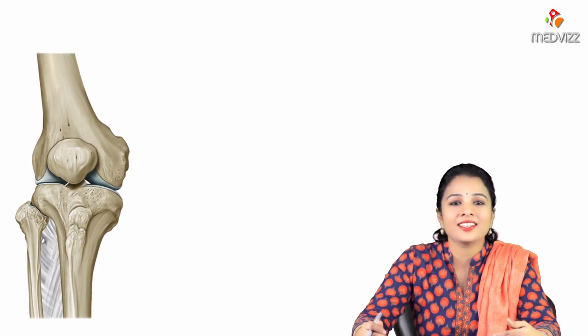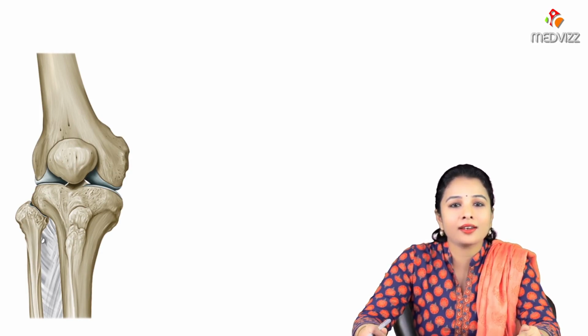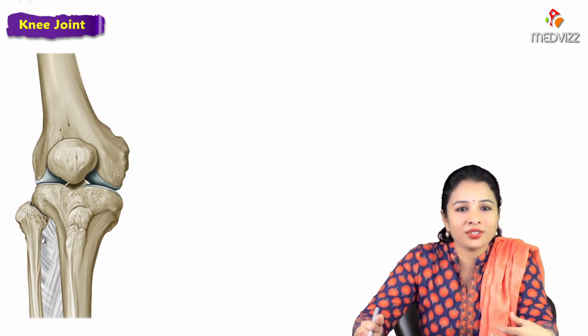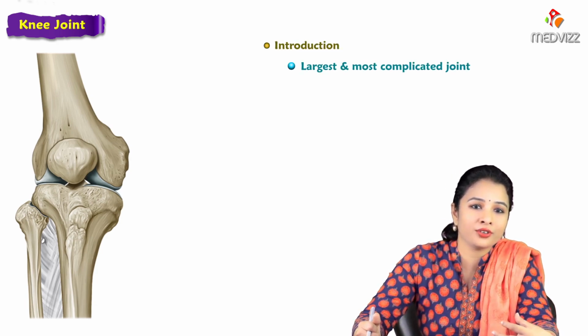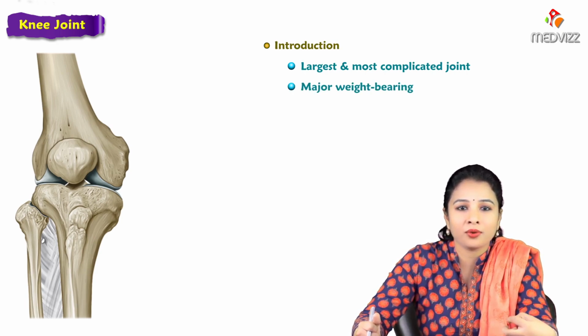Hello students, today's topic is very important, very interesting and quite a big topic. So starting with our knee joint today. The knee is the largest and most complicated joint in the body. It is a major weight bearing joint in the body.